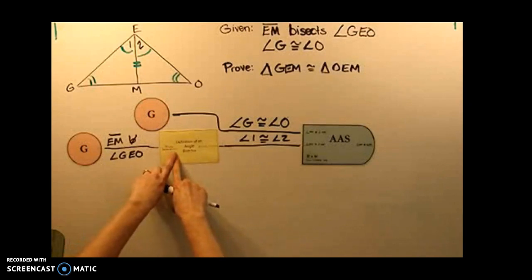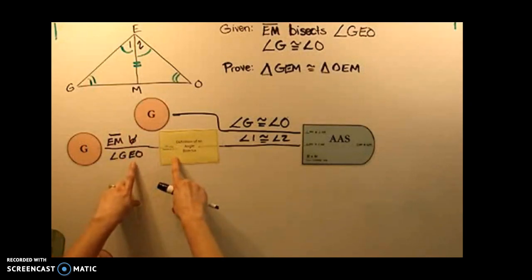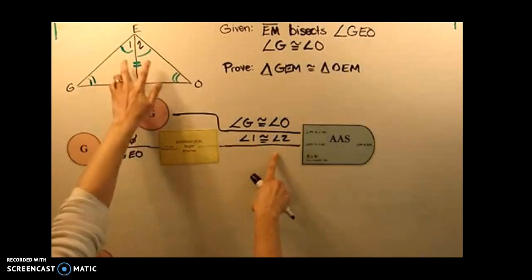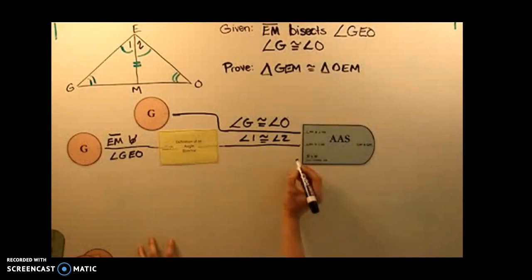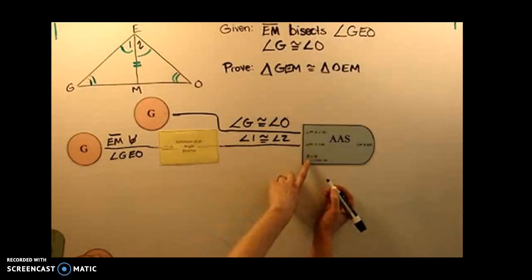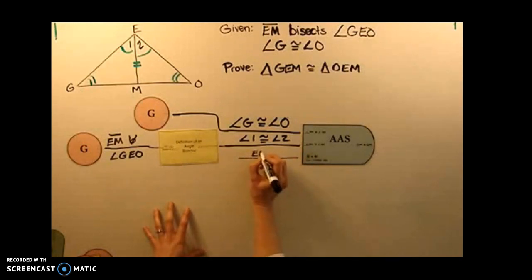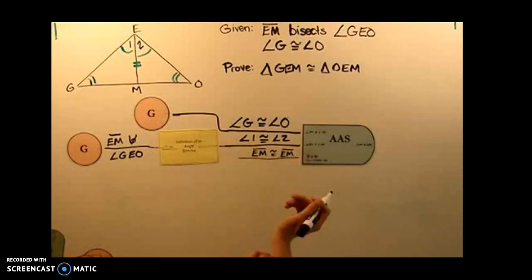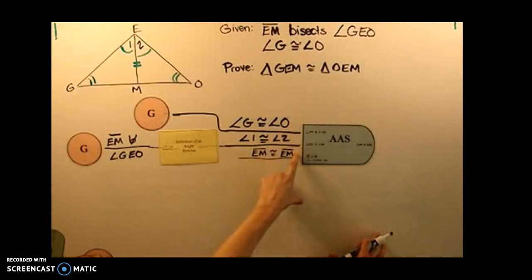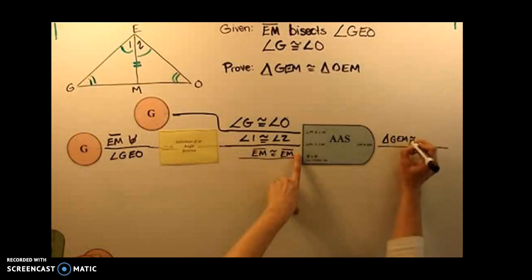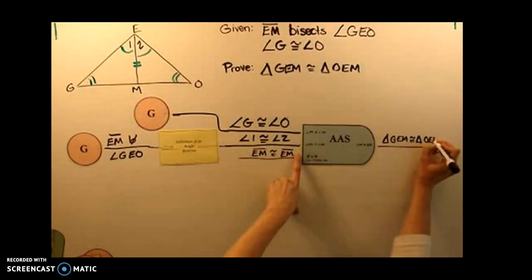Here I have a segment that is the bisector of an angle. That's what this information looked like, and that gives me two congruent angles. Those are the two congruent angles I figured out in my proof. Moving on, the last piece is that EM is congruent to segment EM. With all three of these inputs written, I could conclude that triangle GEM is congruent to triangle OEM.